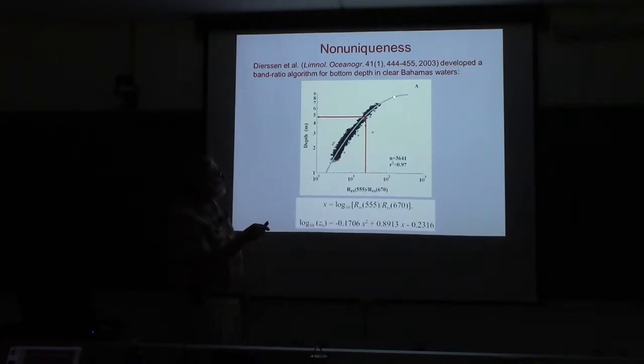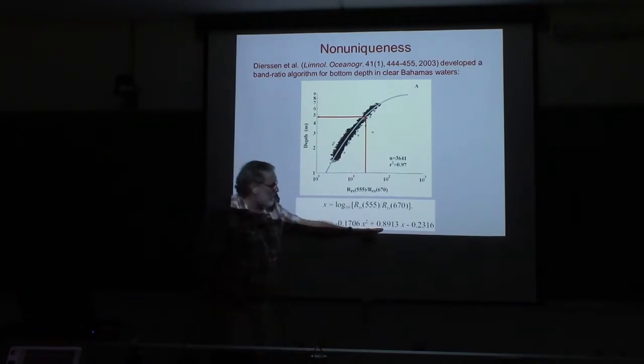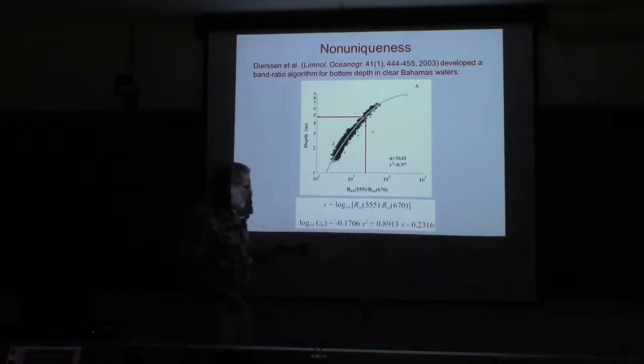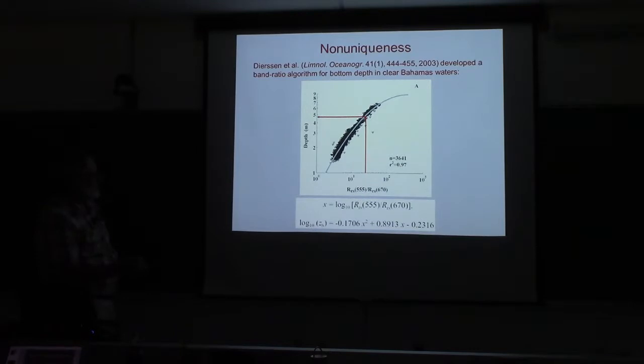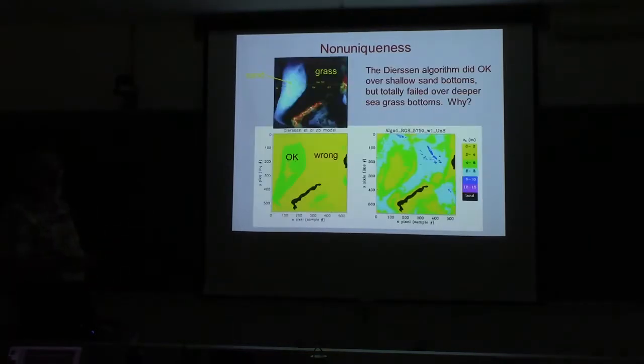Here's her best fit function. You take that ratio, plug it in, and you get the log of the bottom depth. So a ratio of 25 would give you a bottom depth of about 4.8 meters. And it works quite nicely. Okay, so I borrowed her algorithm.